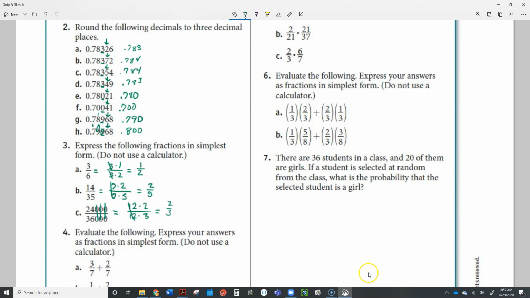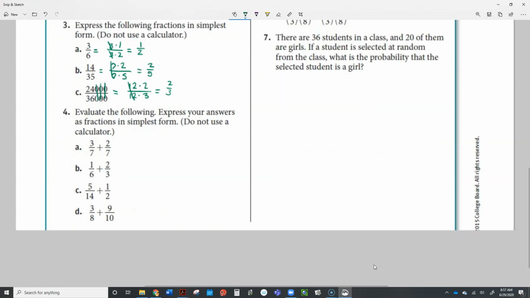Okay, evaluate fractions. In order to add fractions, it says don't use a calculator. In order to add fractions, you have to have a common denominator. If they have a common denominator, the rules say you just combine your numerators. So that becomes 5/7.